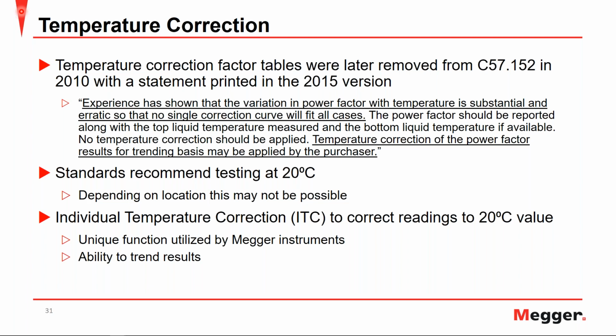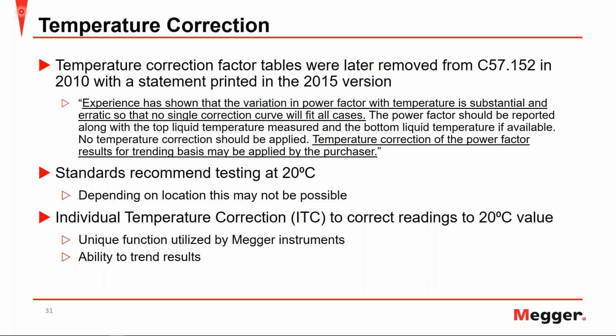On the other hand, though, there is the individual temperature correction that can be used to correct readings to 20 degrees C. That is a unique function utilized by Megger instruments. This really allows for the ability to trend results, because you can normalize all your results or correct them to the 20 degrees C value, and that really helps with trending, as you don't have varying power factor based on the weather or the season that you're performing the test. And we'll take a look into the individual temperature correction a little bit later as well.